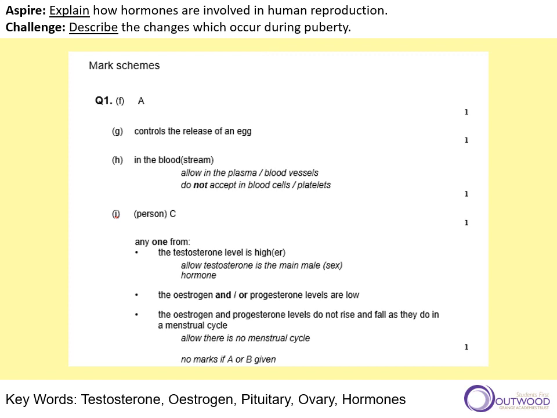The estrogen or progesterone levels are low. So you could have put that down. Or the estrogen and progesterone do not rise and fall like the menstrual cycle, or there is no menstrual cycle. Either one of those is absolutely fine. Hopefully, you probably did manage to get at least 4 to 5 out of 5 on that. If you didn't, go back and make sure that you understand which bits you've got wrong.